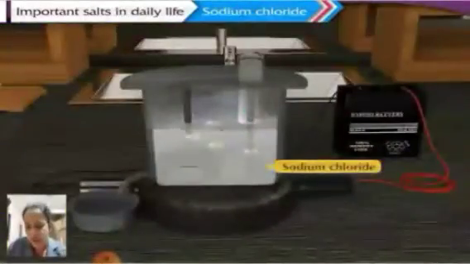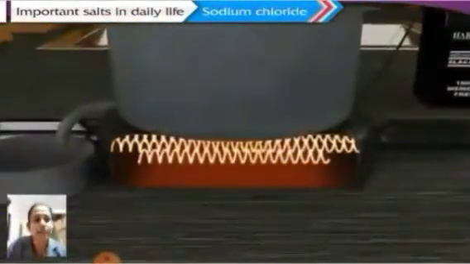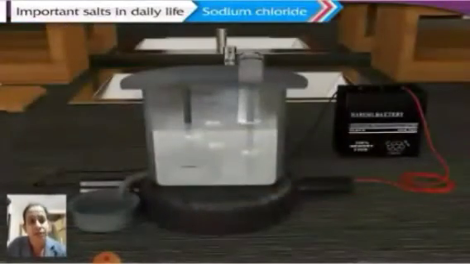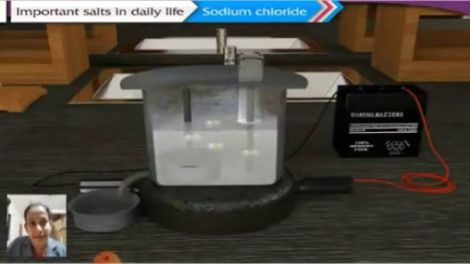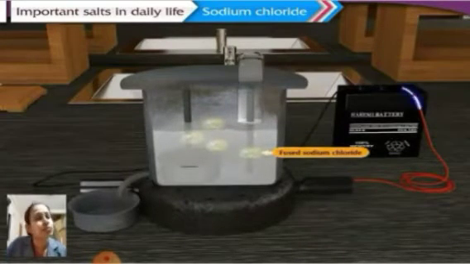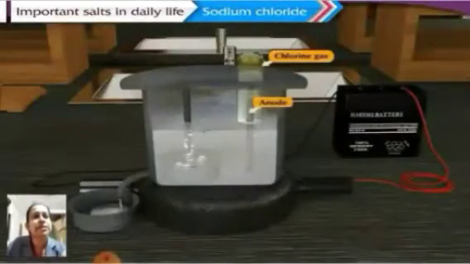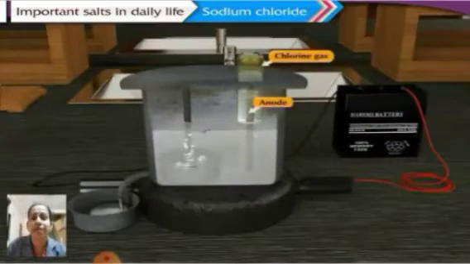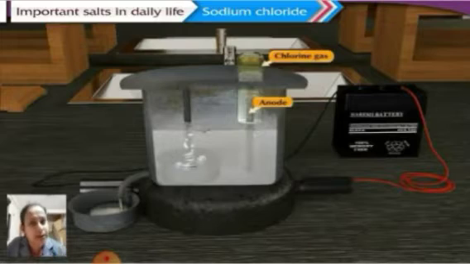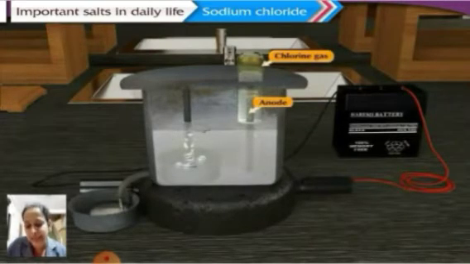When this salt is heated to a high temperature, around 800 degrees Celsius, it will start melting, and this melted state of the sodium chloride is also called the fused state. Once it has molten, it gets converted into a liquid, so again it can be electrolyzed here. Electricity can be passed through this.